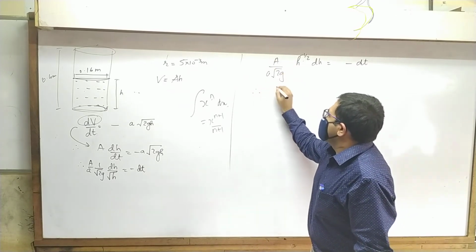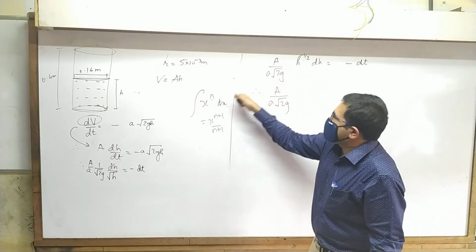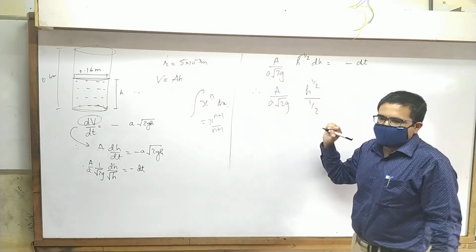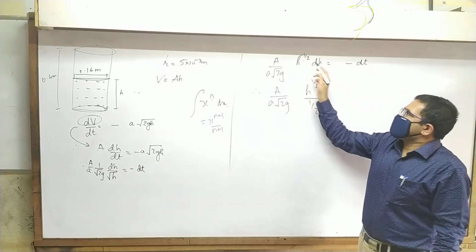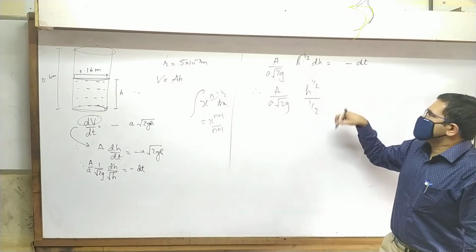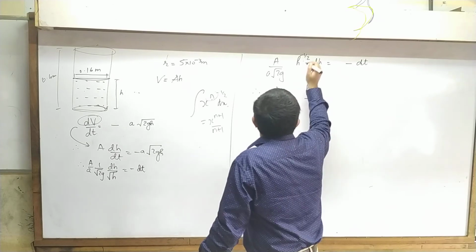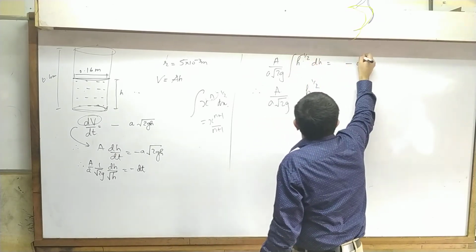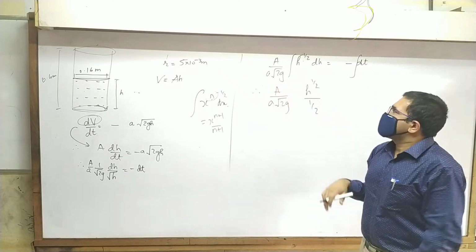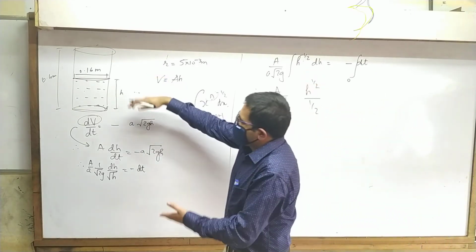So we have to use that formula here. What is n? Minus 1 by 2. So this is going to become h raised to 1 by 2 upon 1 by 2. Clear? Because n is minus 1 by 2. You put minus 1 by 2 in this formula, see what you get. So h raised to 1 by 2 upon 1 by 2. And now you have to put limits. Yes, I forgot to mention the limits. When we do integration, minus can be put outside, constants can be put outside. I hope all of you remember. So when time is 0, that is at the start, how much was the height of water?